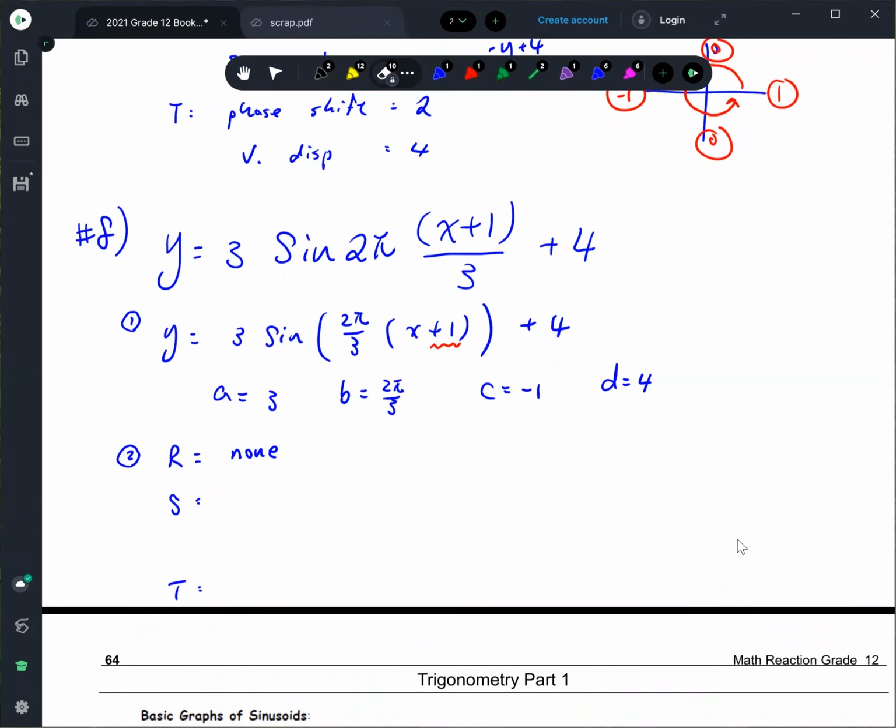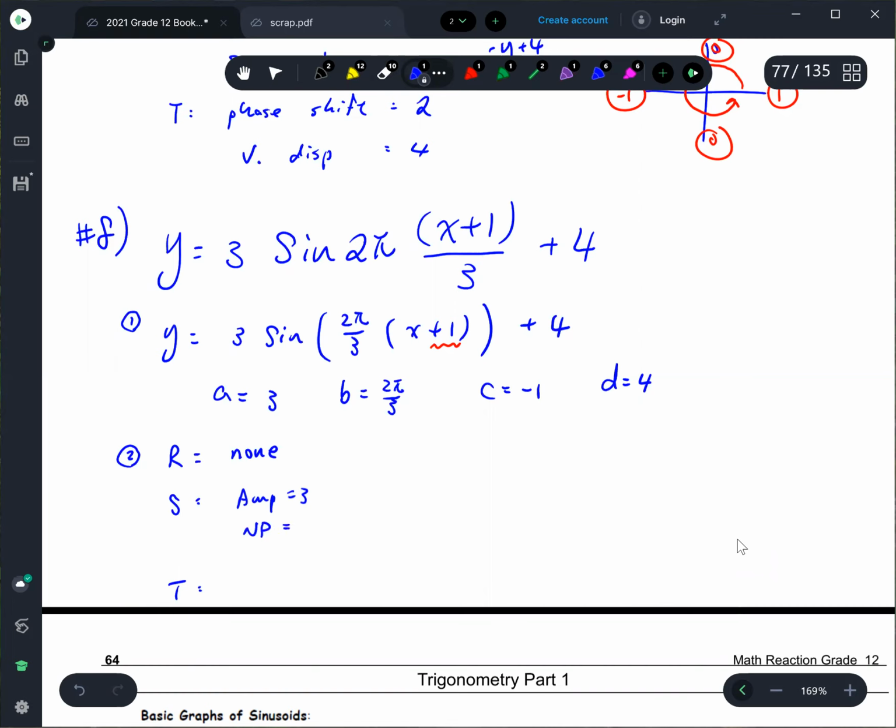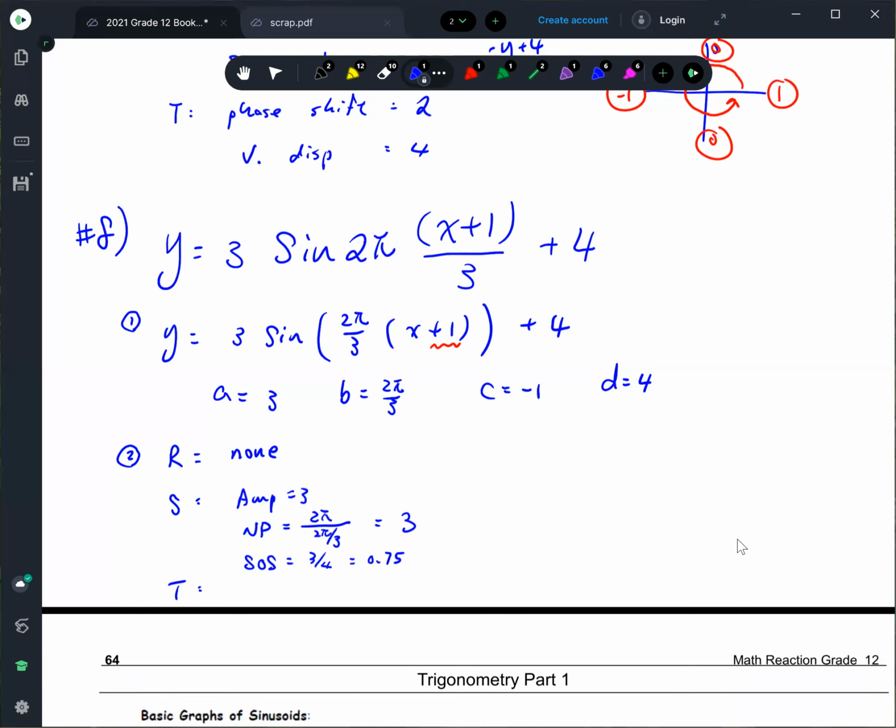The amplitude is 3. Yeah, amplitude 3, and then the new period is 2 pi divided by 3. So what would that become? Does it become 3? Yeah. Okay, make sure you simplify it. And then the phase shift is 3 over 4, so 0.75. Very good. Okay, 0.75. And T. What will be the T?